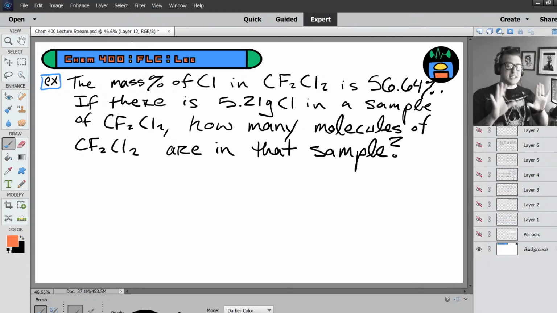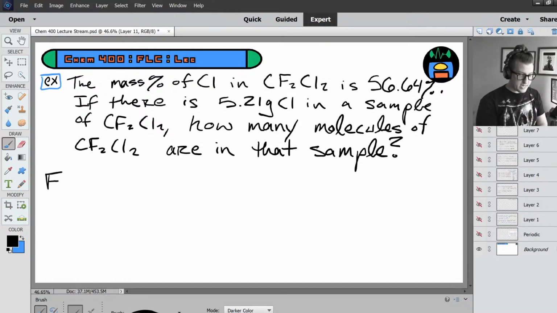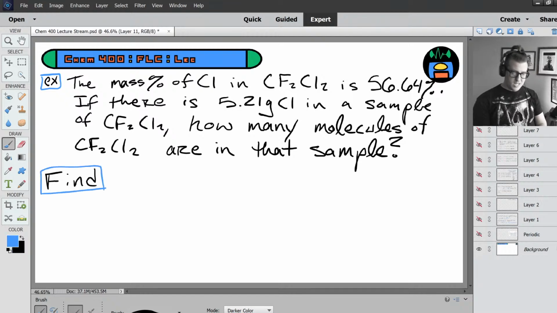So this is an exam simulation. The first thing you do when you feel overwhelmed by a new problem is take a deep breath, and start by identifying what you're trying to find. That is step number one, always. What are we trying to find in this problem? What we're trying to find is laced in right here: how many molecules?